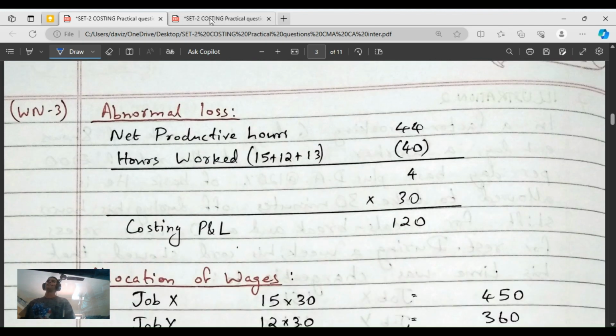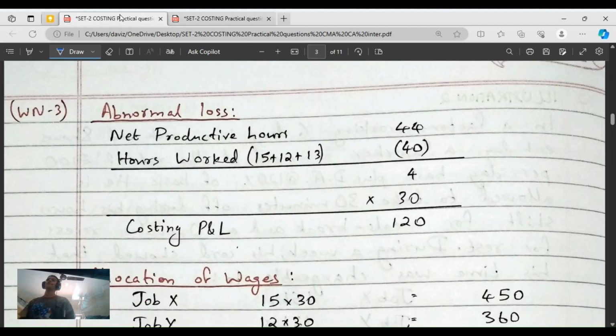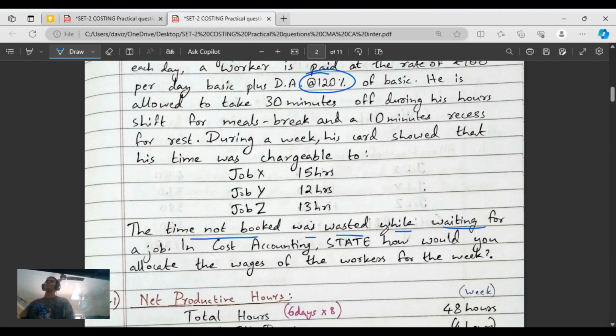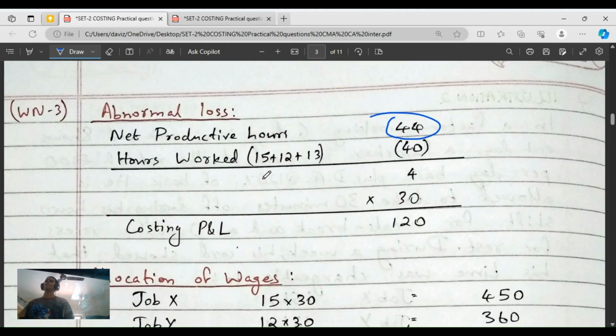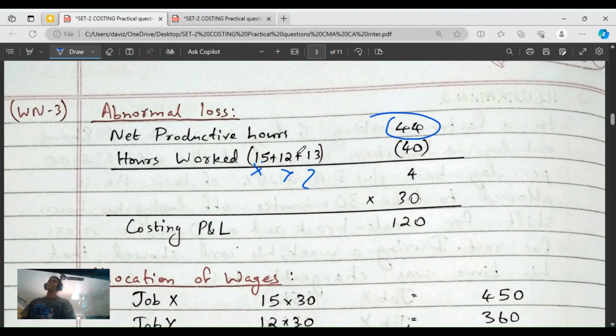But there is abnormal loss. The time not booked was wasted while waiting for a job. That is abnormal loss. Net productive hours was 44. Now the hours worked on jobs X, Y, and Z are 15 hours, 12 hours, 13 hours, adding up to 40 hours. 4 hours wasted will be debited to costing P&L. 4 into 30, 120 is abnormal loss.